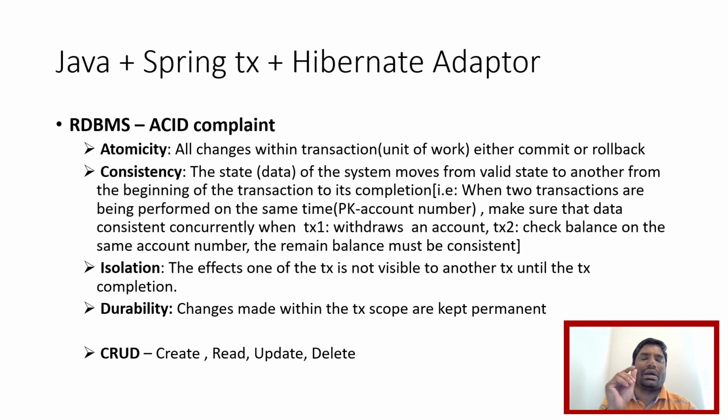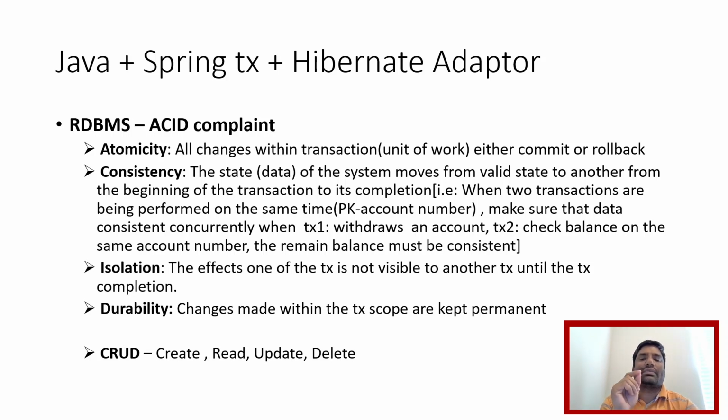What is meant by atomicity? All the changes happening in a particular transaction, where a transaction is nothing but a unit of work, should be either committed successfully or rolled back in case of failure. That is called atomicity. And then consistency: the state of the data system moves from one valid state to another, from the beginning of the transaction to its completion. Let us take a simple example.